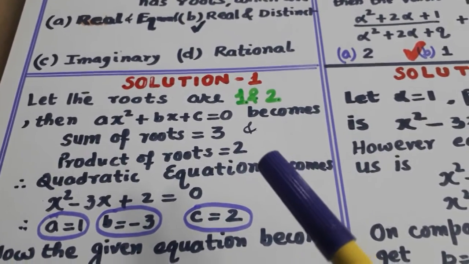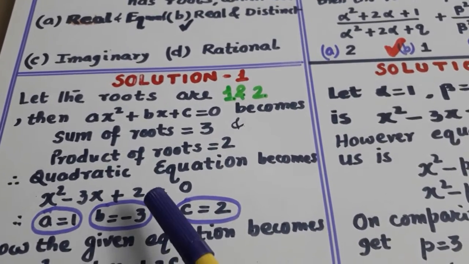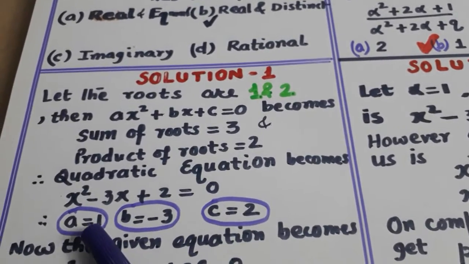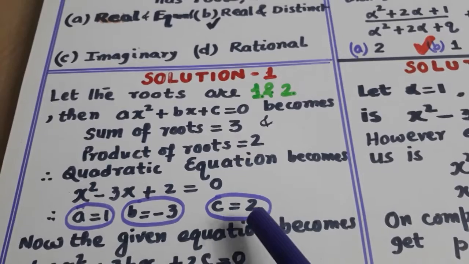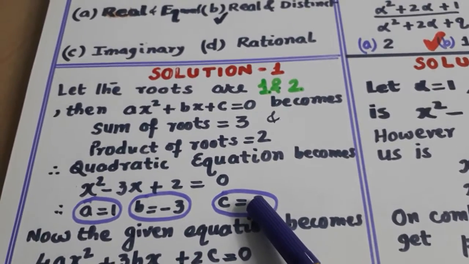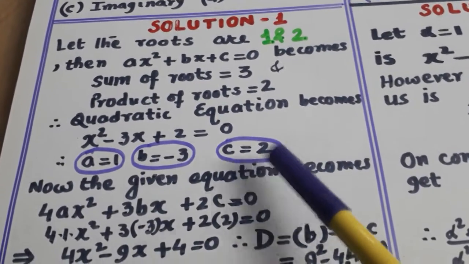That was x square minus sx plus p. Here s is 3 and p is 2. Put it here. Now what you get, a is 1, b is minus 3, c is 2. Now here you will find a plus b plus c is 0.